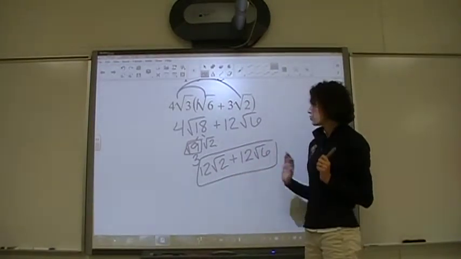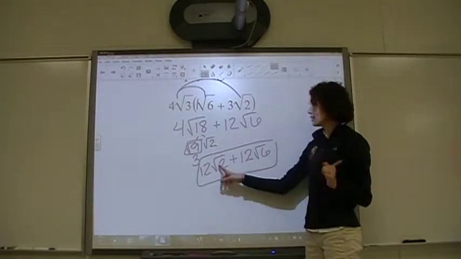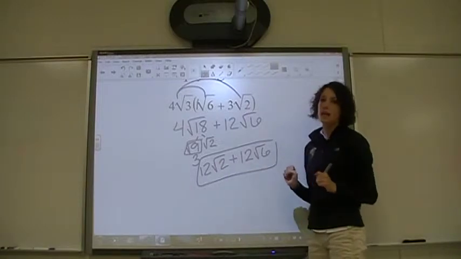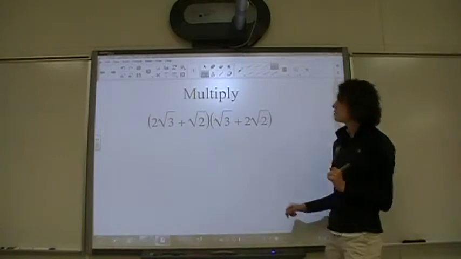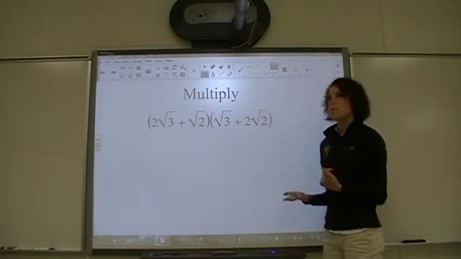So 12 radical 2 plus 12 radical 6 is your final answer because these are not the same, so you cannot add them together like terms. All right, let's go ahead and multiply this one. Now we're going to be foiling, okay?